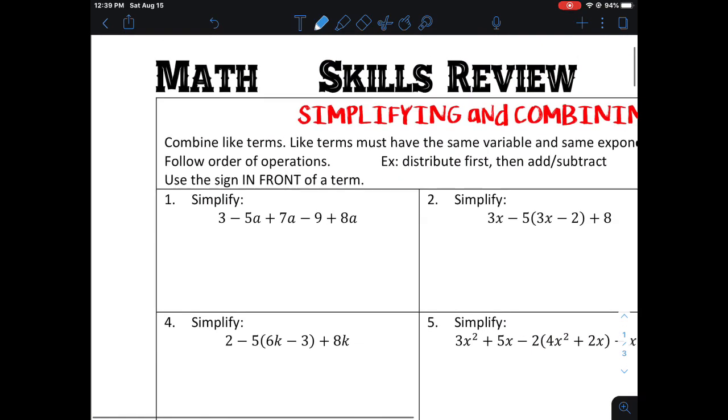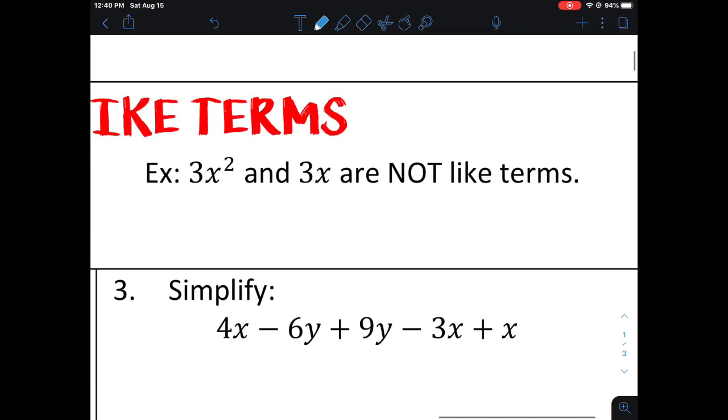So, simplifying and combining like terms. We want to combine the like terms. Like terms must have the same variable and the same exponent. Okay, so if we're looking here, 3x squared and 3x are not like terms, even though they both do have a 3. They both have an x. This one right here has 2 x's. X squared is x times x. And this is simply an x. Okay, we can add the 3 in front if we need to. Not the same thing, okay? We're talking about apples and oranges here. Can't combine apples and oranges into the same bag when you're at the grocery store.